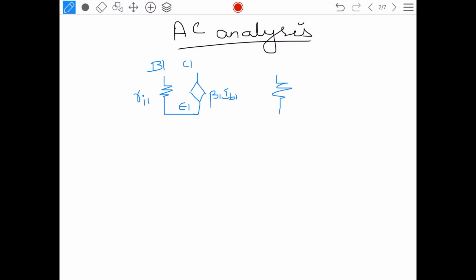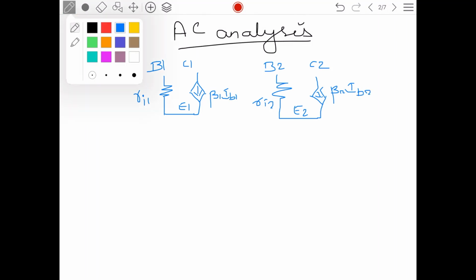Similarly, I have my second transistor of the same type. This is my base, collector, emitter. Here the resistance I am calling Ri2, and the current source we call beta 2 IB2. Now this is the transistor equivalent. For this, let us write the entire rest of the circuit.